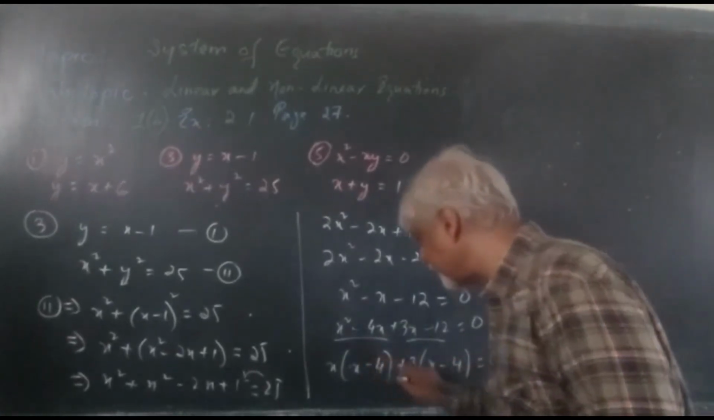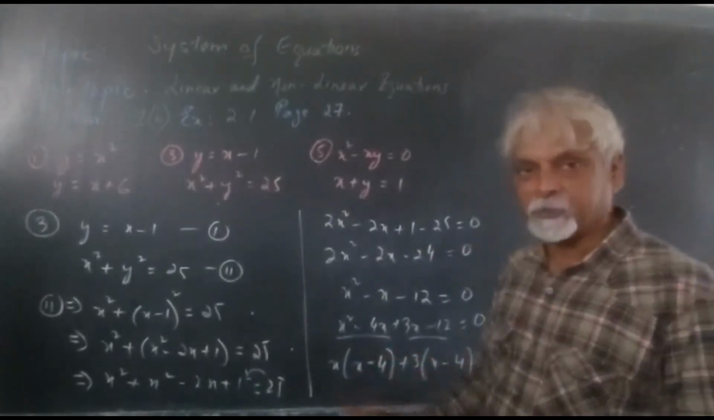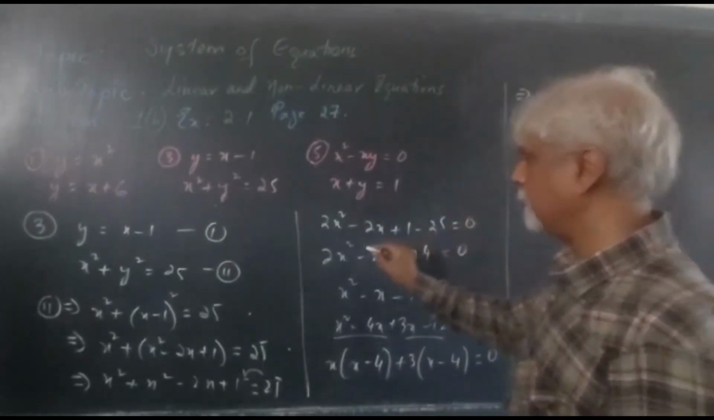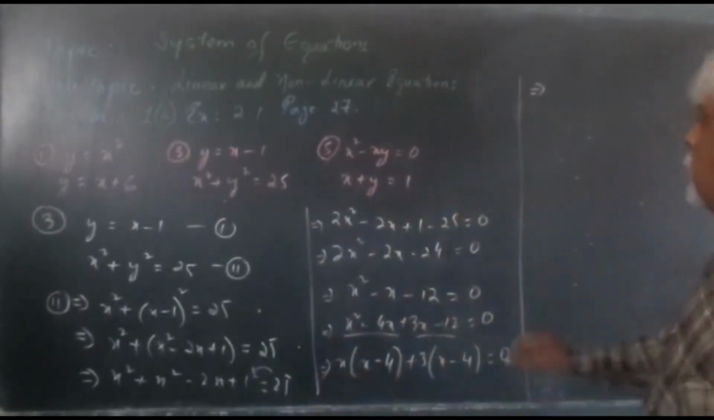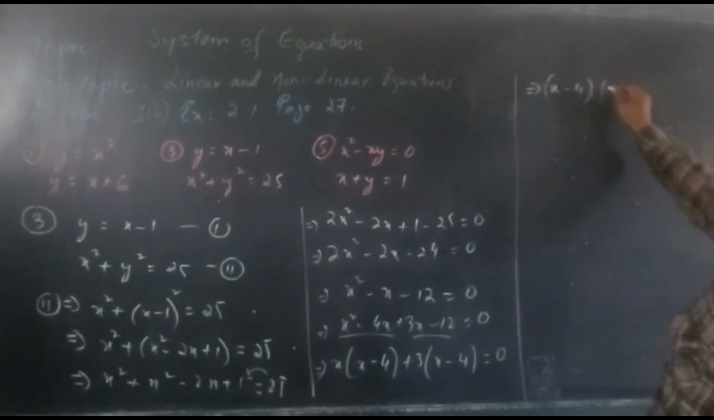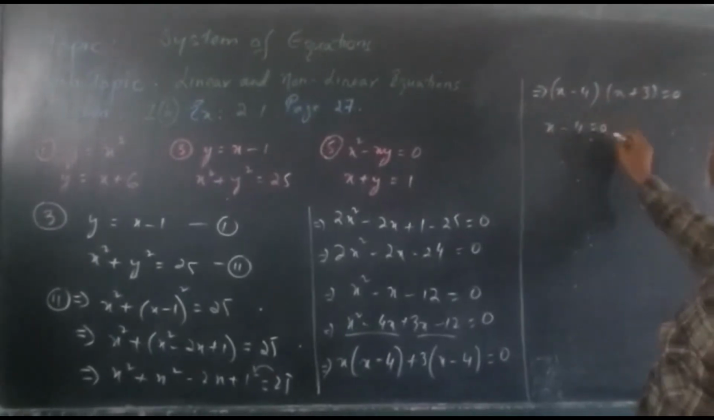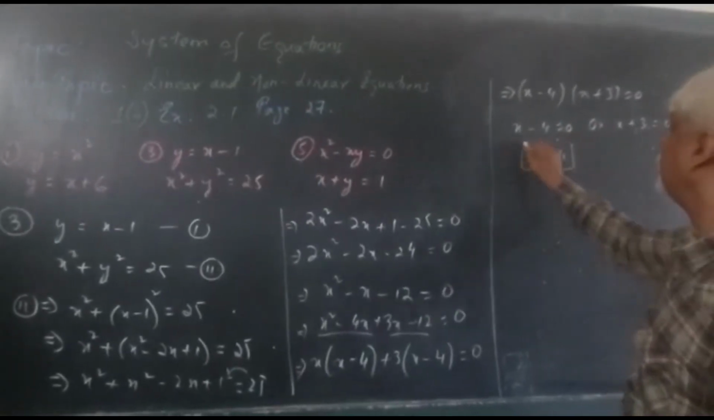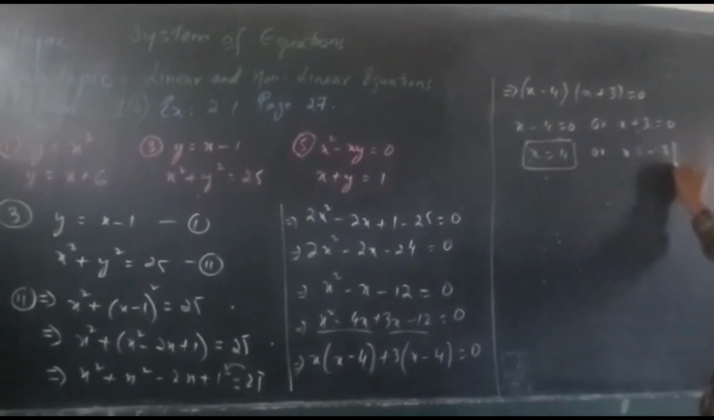These brackets need to be the same, okay, with the same signs also. If one sign is negative and the other is positive, that means there's something wrong. Now you take x minus 4 common. This will give us x minus 4 and x plus 3 equals 0. So now you have two cases, either x minus 4 equals 0 or x plus 3 equals 0. If I take x minus 4 equals 0, I'll get x equals 4, and this would give me x equals minus 3.